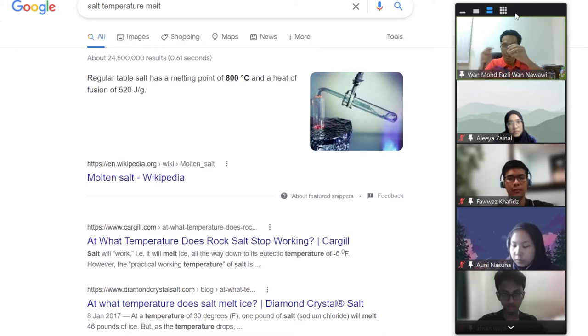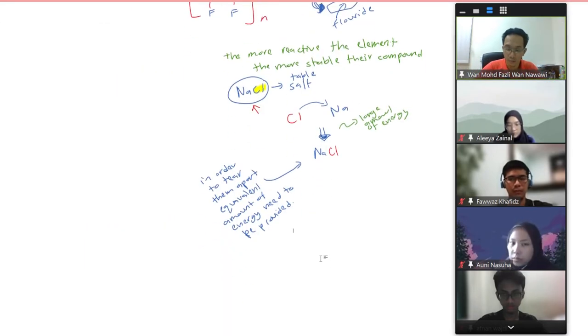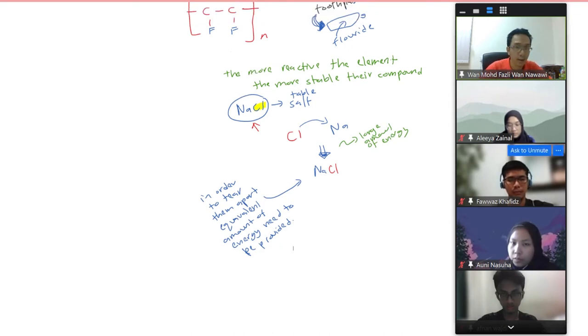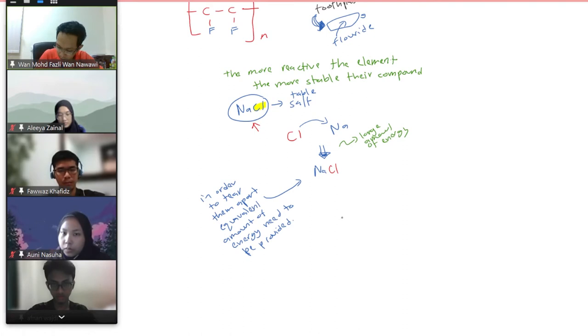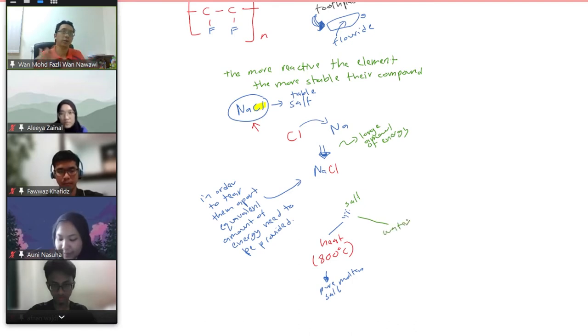When you put salt in the water, yes, the bond is broken, but the reason is the polar water will bring the sodium and chloride ions out. When you try to heat salt, you need like 800 Celsius, and you get pure molten salt. But when you put it in water, you can dissolve salt at just room temperature. The reason for that is the polar water.